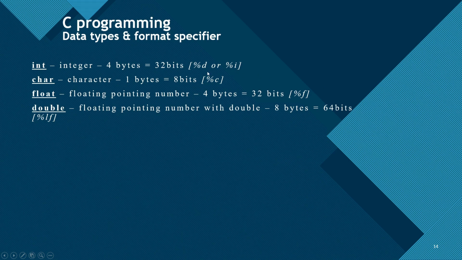You can see here these are the format specifiers for the integer, character, float, and double. Percent %d is the format specifier for integer, percent %c is the format specifier for character, percent %f is the format specifier for float, and %lf is the format specifier of double.